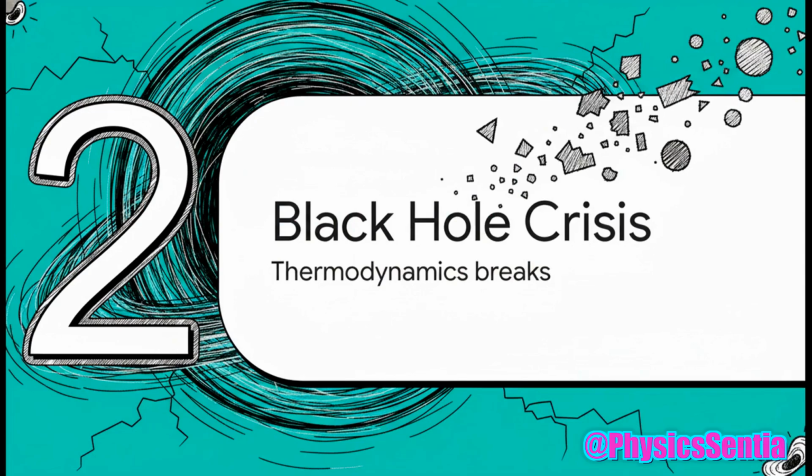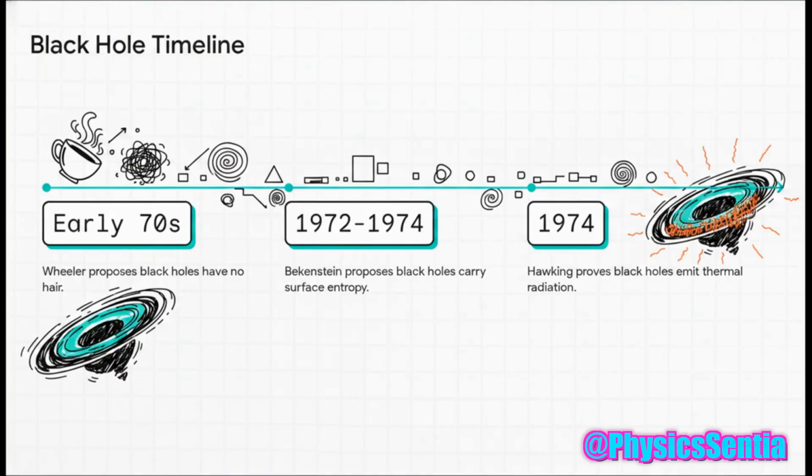Moving to section 2, the black hole area crisis. Thermodynamics breaks the universe. So this whole paradigm shift actually started with a historical mystery back in the 1970s. The great physicist John Archibald Wheeler half-jokingly pointed out a huge universe-breaking problem. He said, if you throw a hot cup of tea into a black hole, the entropy, the overall disorder of the universe seems to just vanish, and that violently violates the second law of thermodynamics.